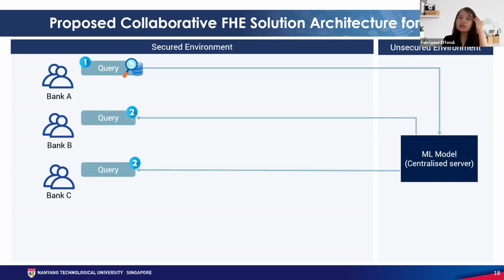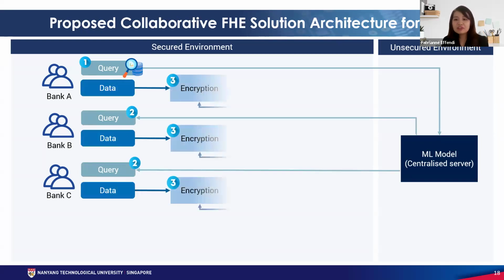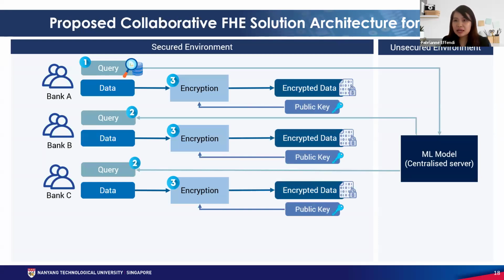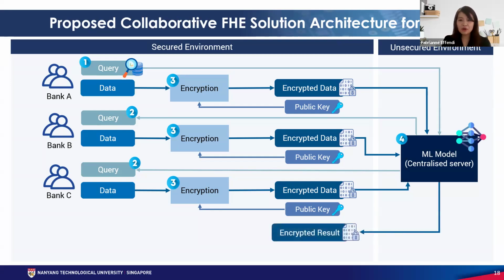Using fully homomorphic encryption, each bank encrypts the relevant data using the public key, and then this key is securely shared once, allowing for multiple transactions to be encrypted without repeated exchanges. This encrypted data is then transmitted back to the centralized server. And over here, secure machine learning computations are performed on aggregated encrypted data, hence maintaining the confidentiality of the inputs. The results are then outputted back in encrypted form.